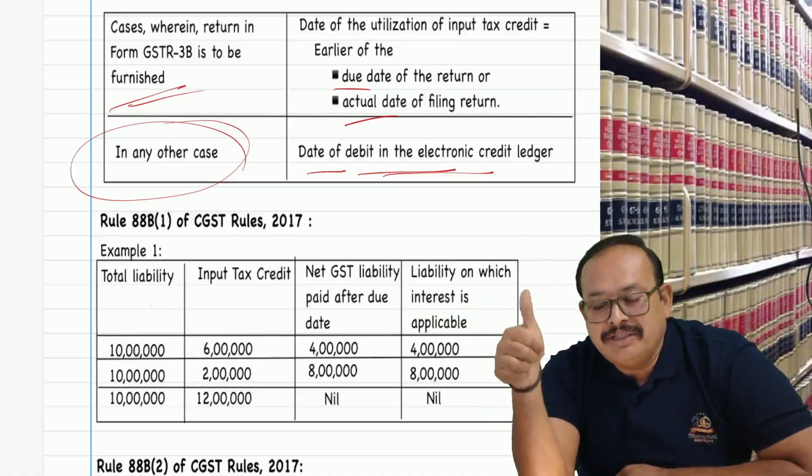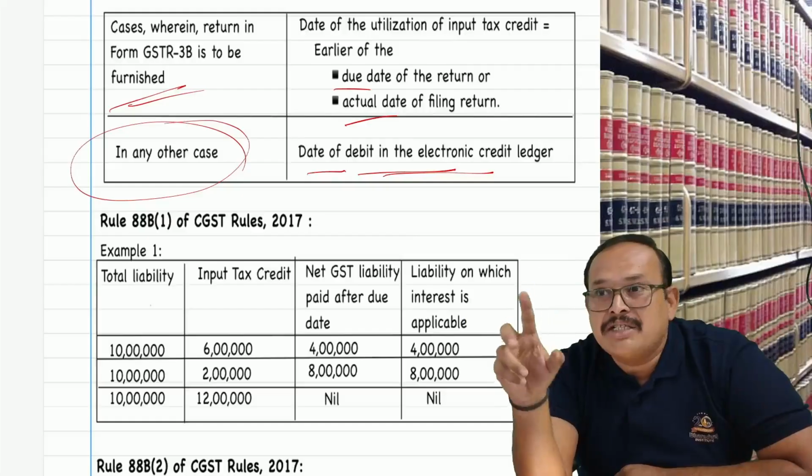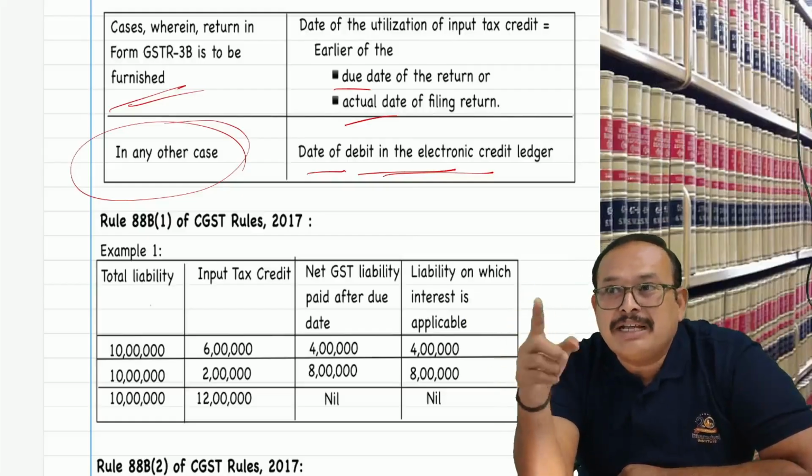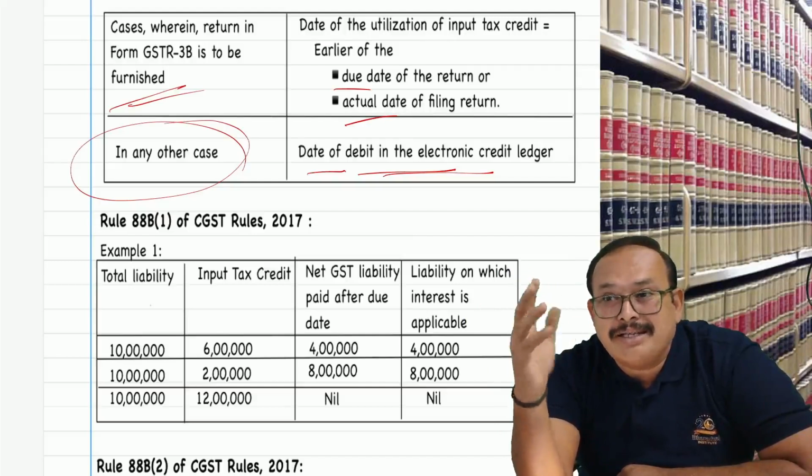Got the clarity? With this, the interest chapter is over. See you after a 1 hour lunch break to take up a new chapter called TDS, TCS, followed by returns.